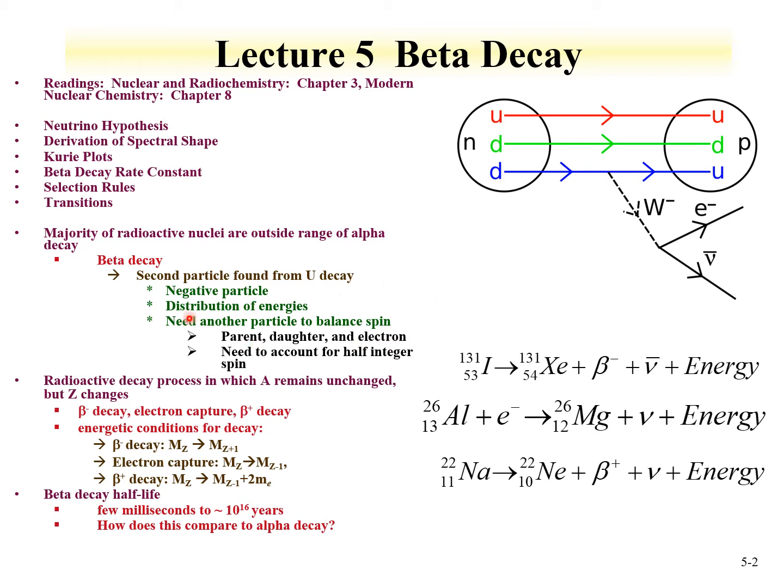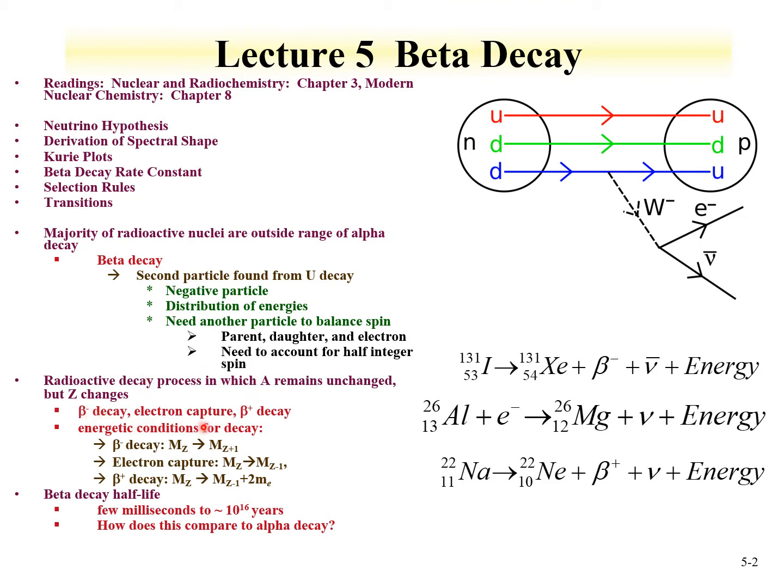There's also another particle that's necessary to balance the spin, because there's a parent, daughter, and electron. You need to account for a half integer spin somewhere. This is part of the driving factor for the neutrino hypothesis. In beta decay, the total mass remains unchanged, the A remains unchanged, but Z changes.